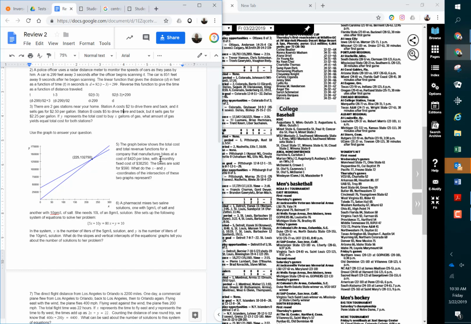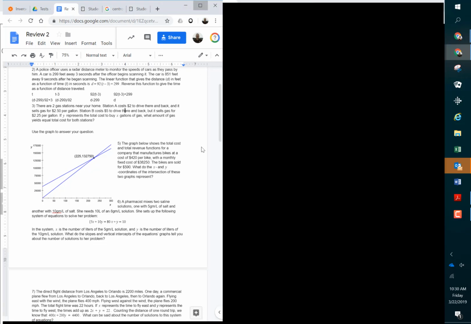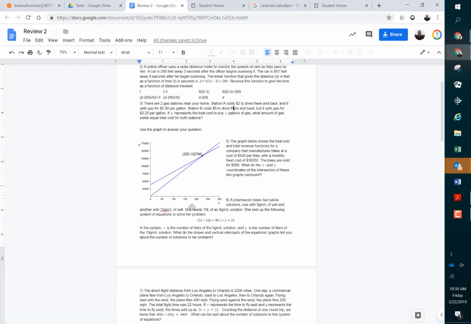The graph shows the total cost of manufacturing bikes, $420. The bikes are sold for $590. X is the number of bikes. Y is the total cost.